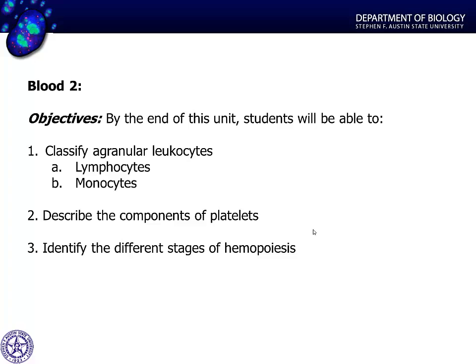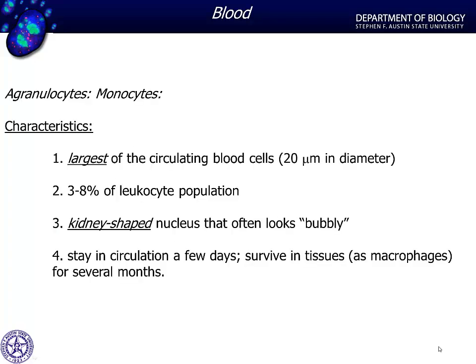So our agranular leukocytes we'll describe are the lymphocytes and the monocytes. We're also going to describe the components of the platelets and their activation as far as forming a platelet plug. And then we're going to identify and classify cells that we will see represented in bone marrow that will represent the different stages of hematopoiesis.